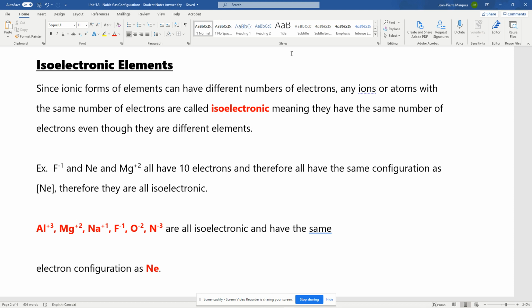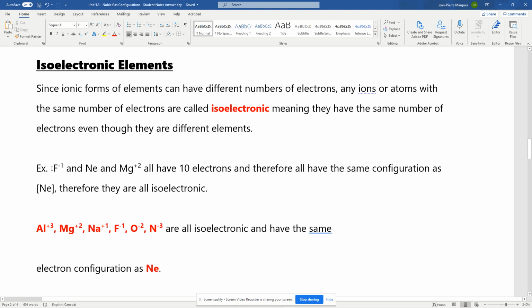Going back to grade 9 and grade 10, if you recall, why do ions form? So an atom can become stable. What's stable? Having a full outer valence shell or energy level. Therefore, metals tend to lose electrons, becoming positively charged, and nonmetals tend to gain electrons to become negatively charged. So for example, F-1, fluorine with a -1 charge, and neon, and magnesium with a +2 charge all have 10 electrons. Therefore, they all have the same electron configuration, and they are all isoelectronic.